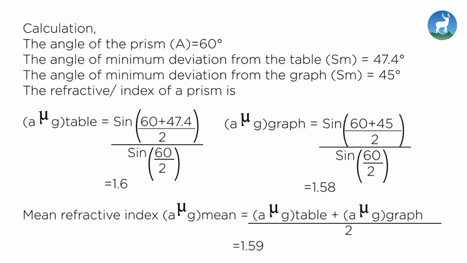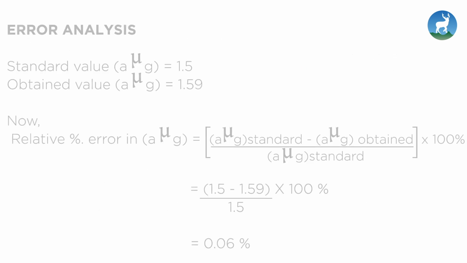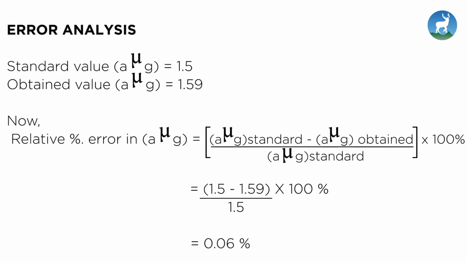Mean refractive index from the table and graph, we get 1.59. Error analysis. Relative percent error in mu, we get 0.06%. The refractive index of a glass prism, the angle of the prism, and the minimum deviation of the prism were determined.